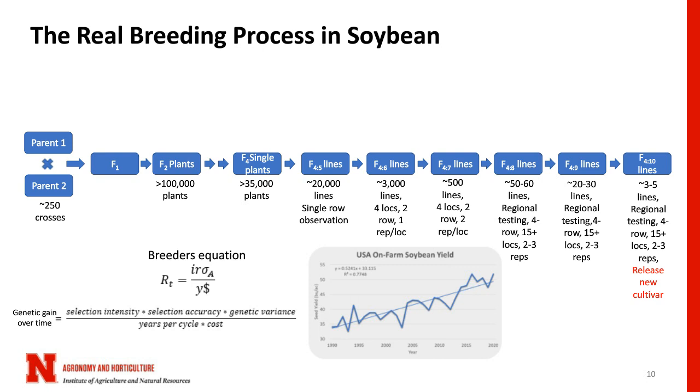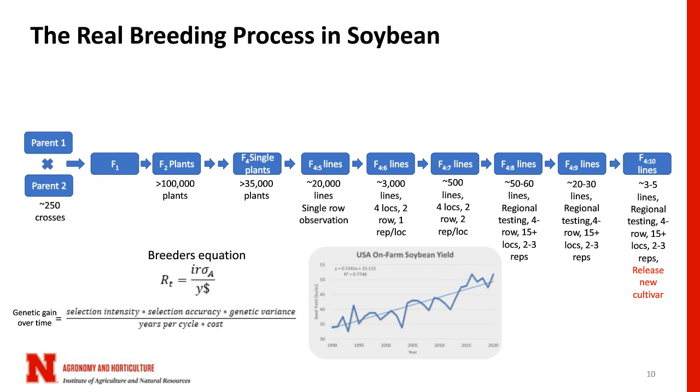After F2, he's growing around 100,000 to 200,000 F2 plants in a winter nursery, doing single seed descent to F4 single plants. There are about 35,000 F4 single plants. From these 35,000 plants, he selects about 20,000 lines and grows these as single row observations. Now, these F4:5 lines, these single row observations, don't have any real data. It's basically a visual look at that line from these crosses. But you can see you're going from 20,000 down to 3,000.